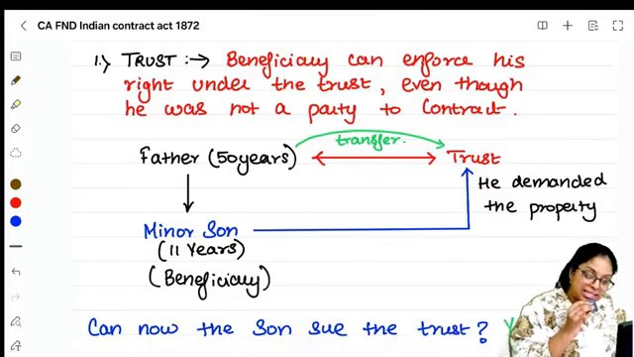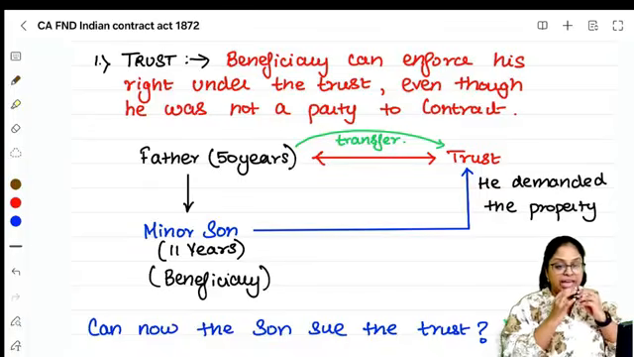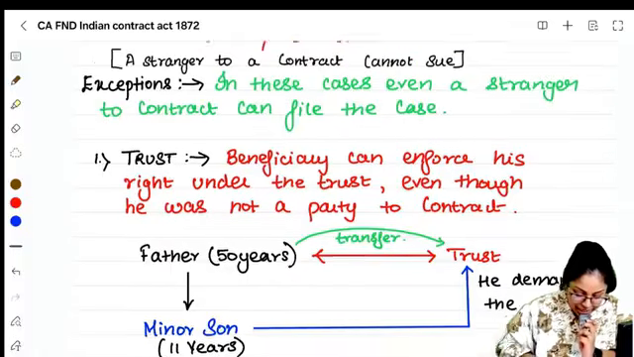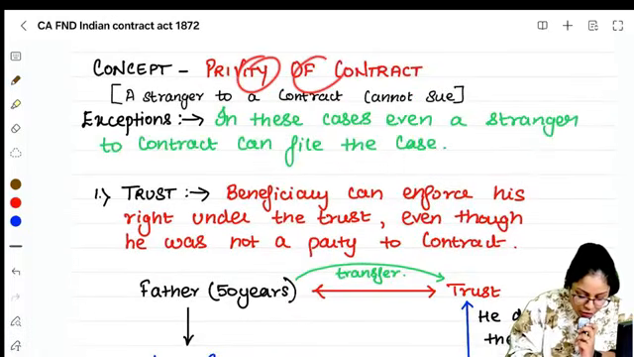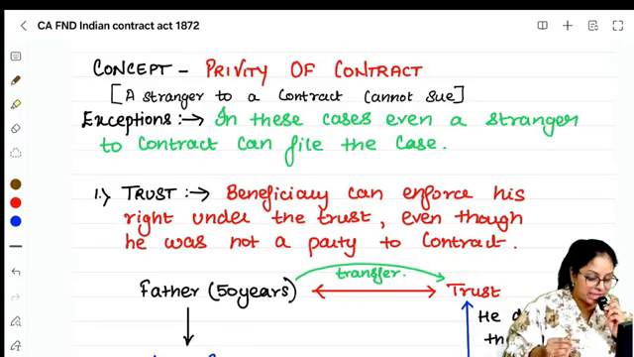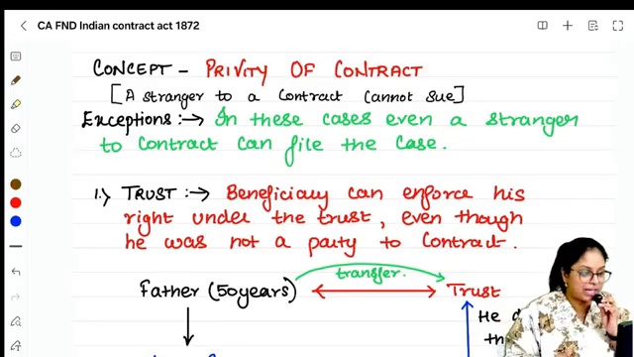But who can file the case? Who can even sue the trust? The beneficiary can also sue. It is because here it falls under the exception to the doctrine of privity of contract. The doctrine of privity of contract says usually only parties to a contract can file a case against each other.